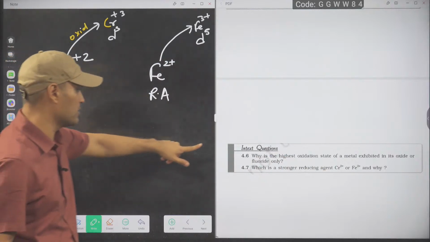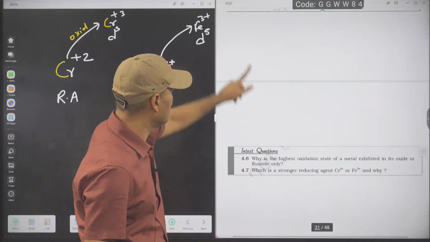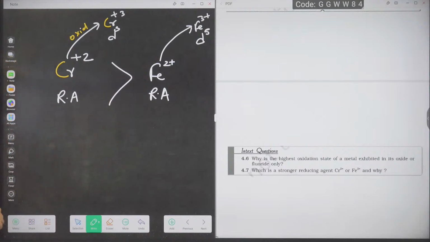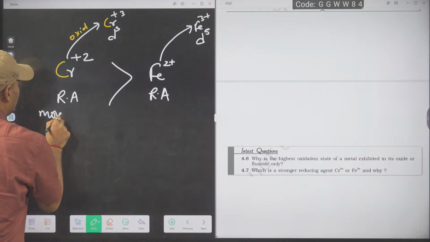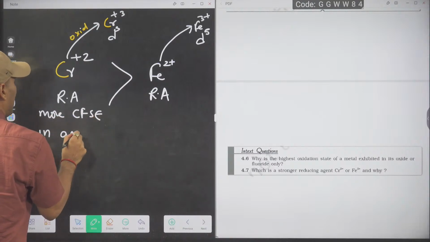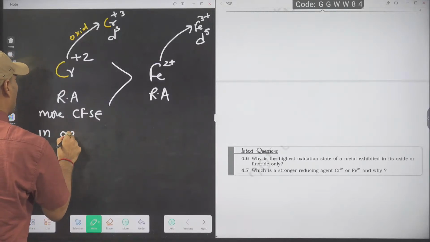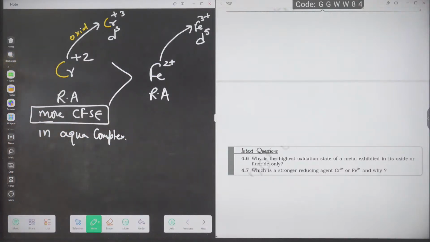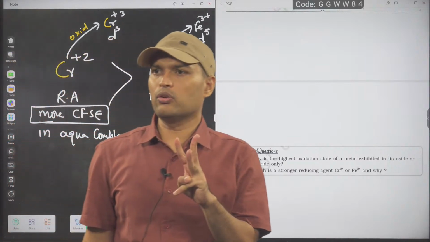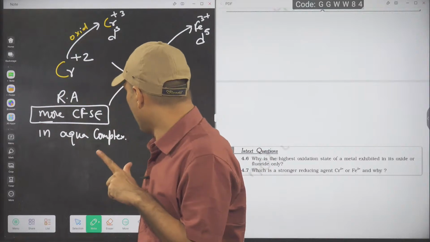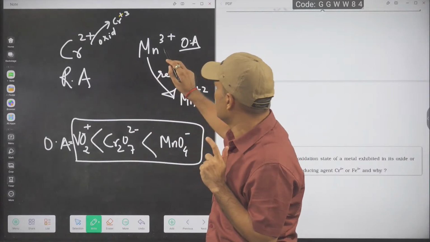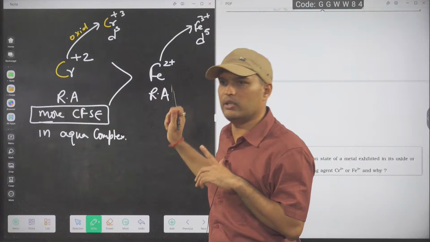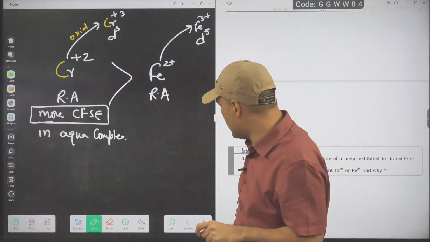We will solve both the questions. The first point you have to tell is who is more reducing, and we have said Cr+2. The reason you can simply remember like this: more CFSE in aqua complexes. Water complexes means aqua complexes. You have to remember the point, more CFSE. So 2-3 questions on reducing nature are very important. The first point we have said is Cr+2 is a reducing agent and Mn+3 is an oxidizing agent. Next, both are reducing agents, but who is stronger? We have said Cr+2.